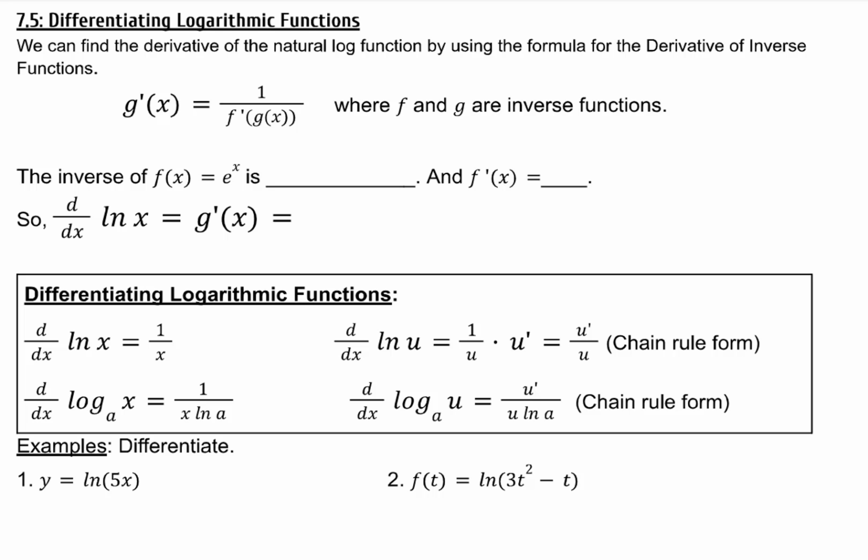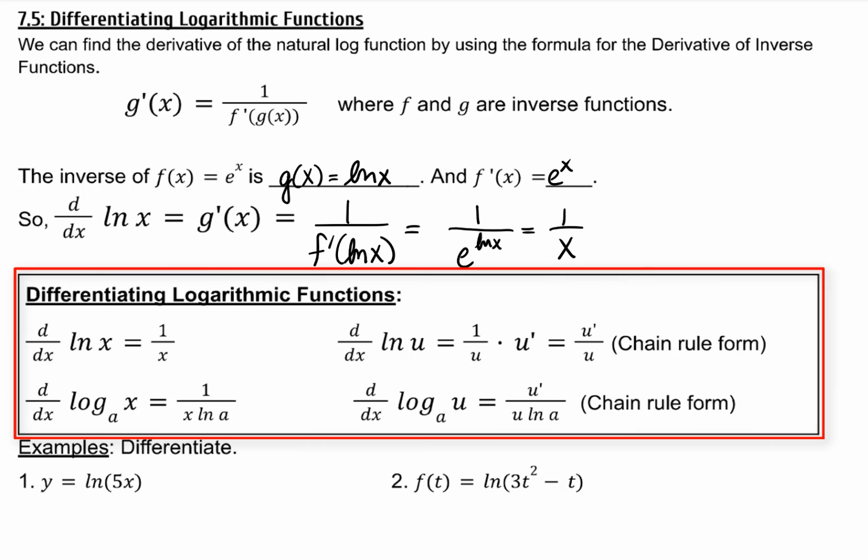We can find the derivative of the natural log function by using the formula for the derivative of inverse functions. g prime of x equals 1 over f prime of g of x, where f and g are inverse functions. The inverse of f of x is ln x, and f prime of x is e to the x. So the derivative of ln x, which is g prime of x, is equal to 1 over f prime of g of x, which is ln x. And that simplifies to 1 over x.